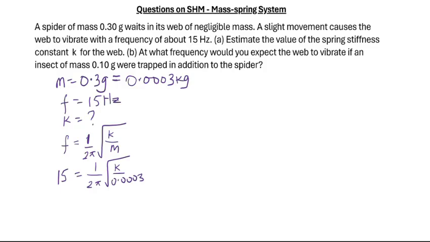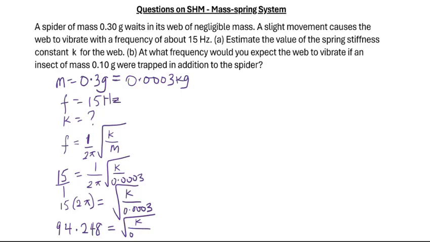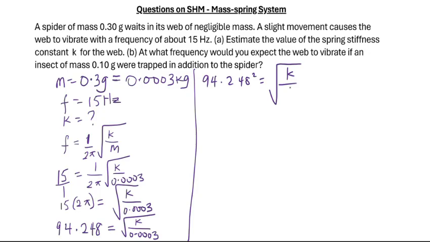Then, if I cross multiply, I will have 15 multiplying 2 pi equals square root of K over 0.0003. Now 15 times 2 pi is 94.248, which equals square root of K over 0.0003. Then the next thing is to square both sides. If you square both sides, you will have 94.248 squared, which equals, if you square this one, the square root gets cancelled out, K over 0.0003.